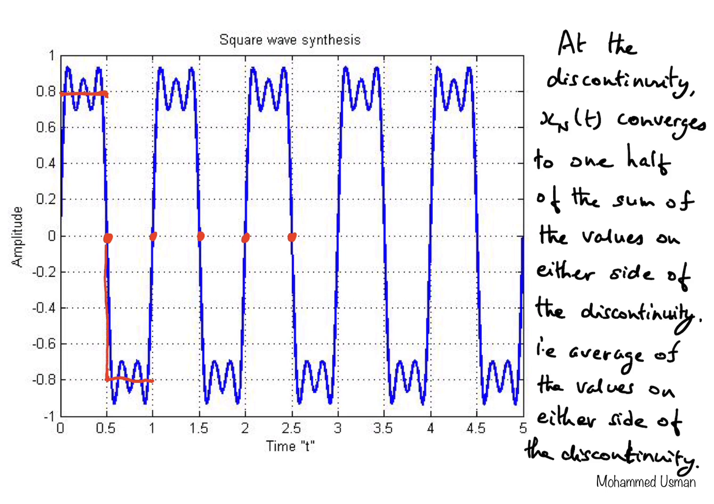So that's the discontinuity. At the discontinuity, the values that you have on either side are plus 0.8 and minus 0.8. So the synthesized value would be the average of these two, which is plus 0.8 plus minus 0.8 divided by 2, which is 0. So we have it for all these particular points. Just to illustrate this, I've shown an enlarged version of the synthesized waveform with n equal to 3.